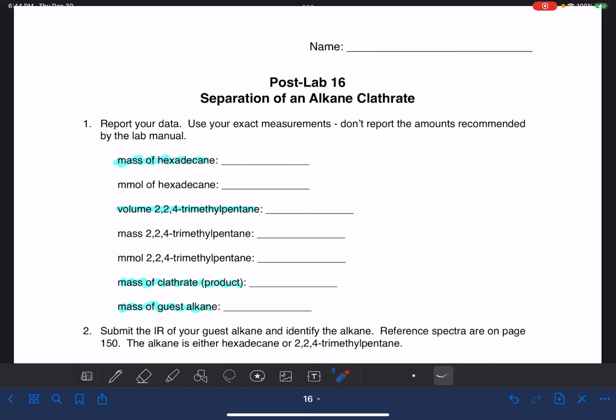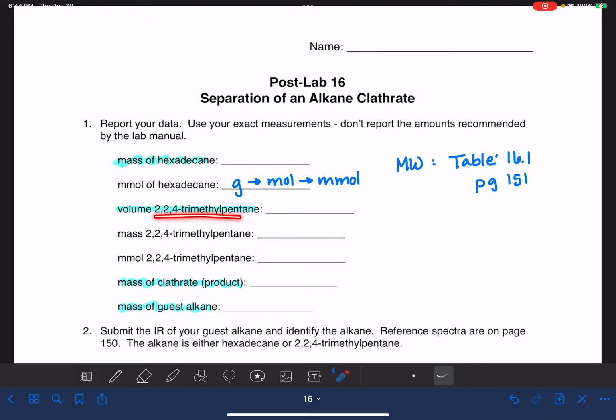For the other three, you're going to need to calculate those. The millimole of hexadecane, you're going to get that from the grams of hexadecane, converting that into moles, and then converting that into millimoles. And the molecular weight that you need is in table 16.1, which is on page 151 in your lab textbook.